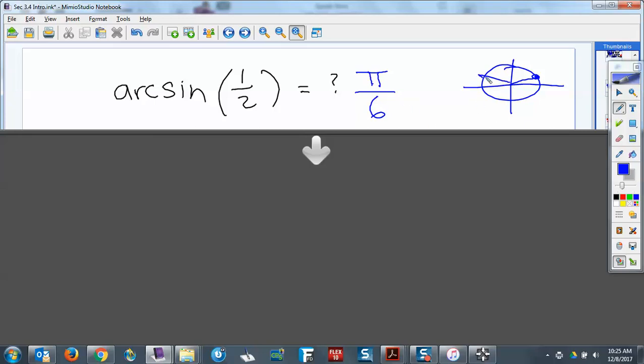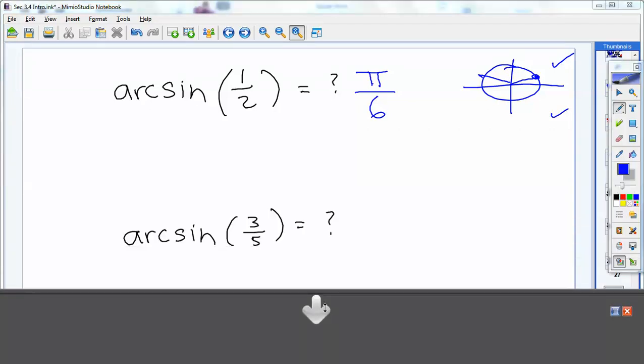5 pi over 6. And 13 pi over 6. Right? And 17 pi over 6. And I can go on and on. There's an infinite number. But remember, this is a function, so we only want one value. That's why we restrict it to only these two quadrants. So if you type into your calculator arc sine of 1/2, it will say pi over 6. It's only going to give you that one.